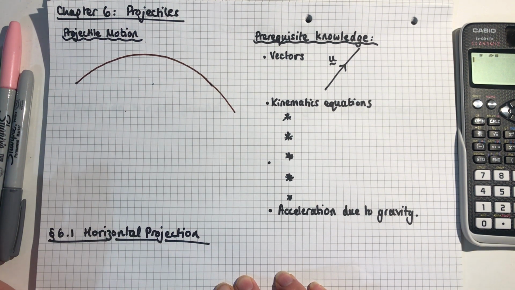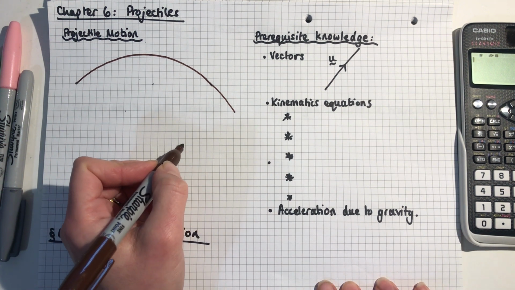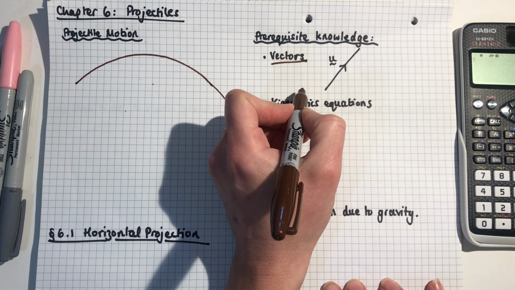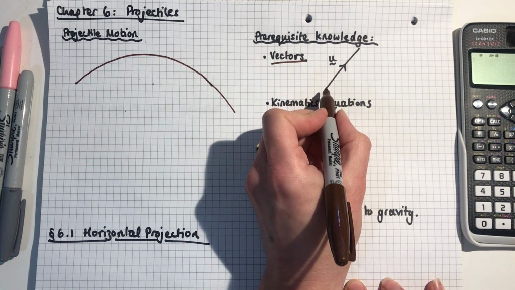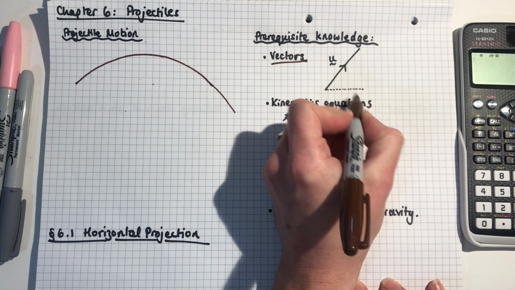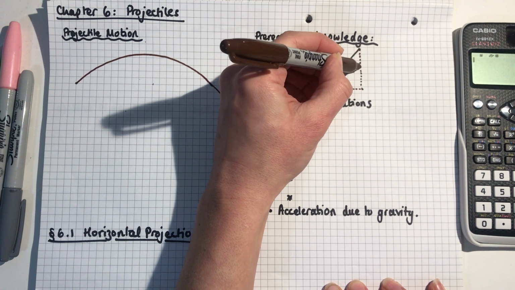Now, there's a few bits of prerequisite knowledge that you need in order to access the work in this chapter. The first one is I need you to remember what you've learnt about vectors, and specifically, if you have a vector pointing in any direction, you can resolve that vector into horizontal and vertical components.